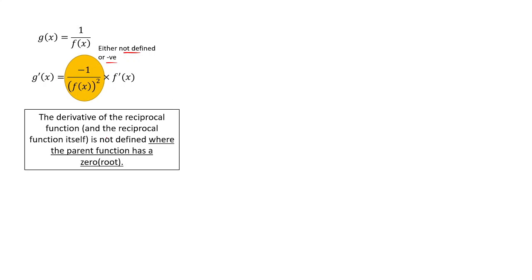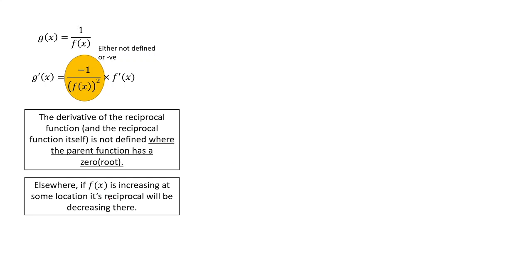So what does this mean? That the derivative of the reciprocal function is not defined where the parent function has 0. Where f(x) becomes 0, the derivative of the reciprocal function and also the reciprocal function itself will not be defined, right? So no derivative at that place. Elsewhere, if f(x) is increasing, then at the same location, its reciprocal will be decreasing, and vice versa, because if f(x) is positive, then this negative sign here will get multiplied and will make g'(x) negative, and vice versa.